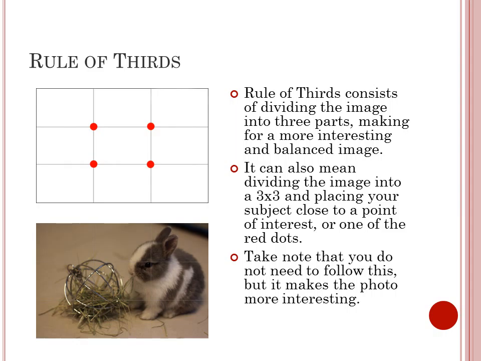Rule of thirds. There are two ways to go about this. One way would be dividing the image into 3 parts, making for a more interesting and balanced image. For example, if you're on a beach and take a photograph, instead of just the sunset and the water, it could be 3 parts: the sunset, the water, and the sand. It can also be dividing the image into a 3x3. So you can see.